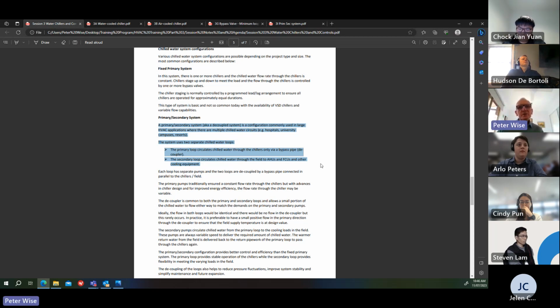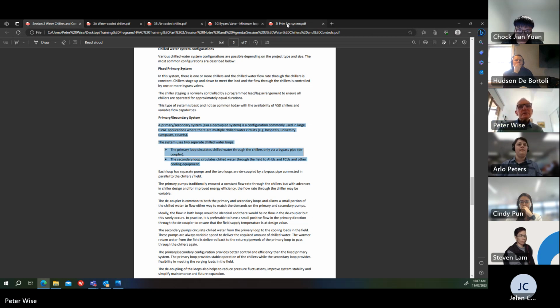The system uses two separate loops, as I just said. The primary loop circulates chilled water through the chillers only, via a bypass pipe. In this case, it's called a decoupler. The secondary loop circulates chilled water through the field to air handling units, fan coil units and other cooling equipment.